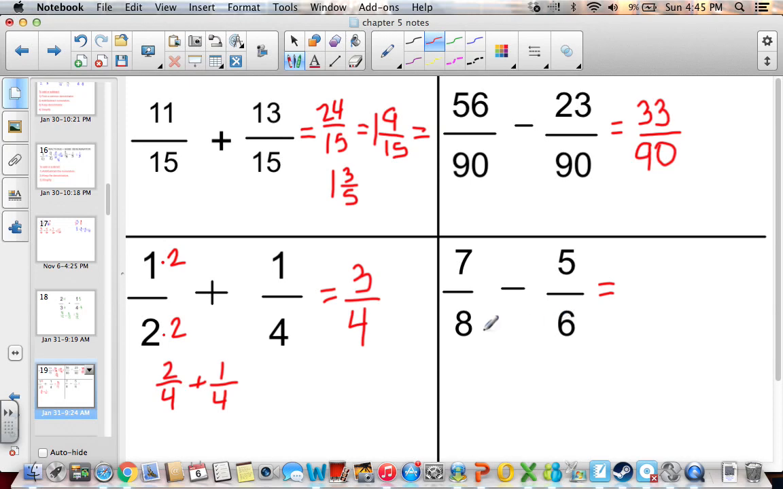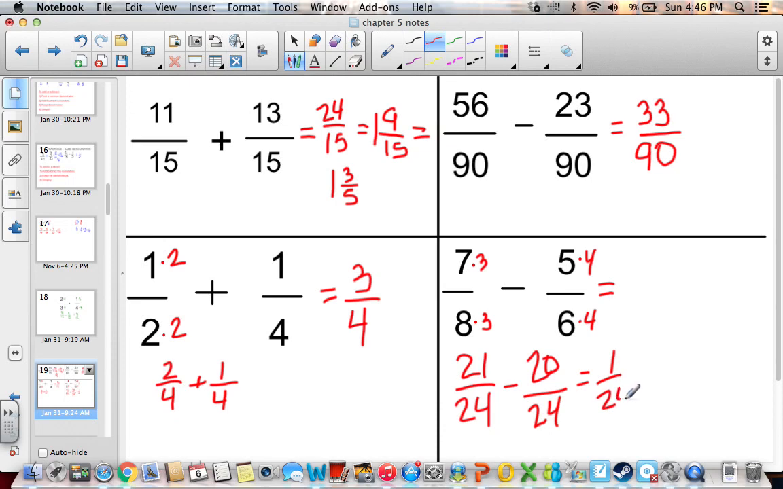8 and 6 can both go into 24, so I'm going to multiply this fraction, 7/8 by 3. I'm going to multiply 5/6 by 4. So then I'll get 24ths for my denominator. So I have 21 24ths minus 20 24ths. 21 minus 20 is 1, and I keep my denominator, which is 24, so I end up with 1 24th.